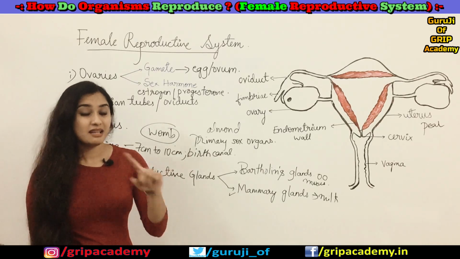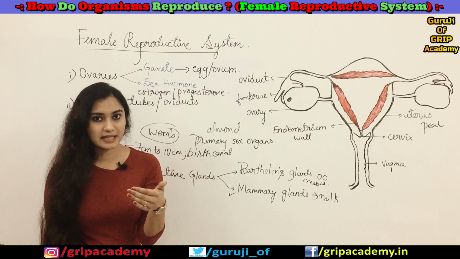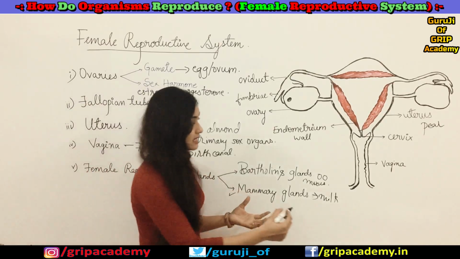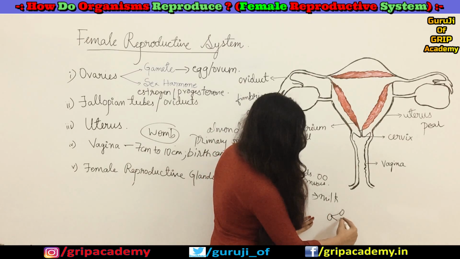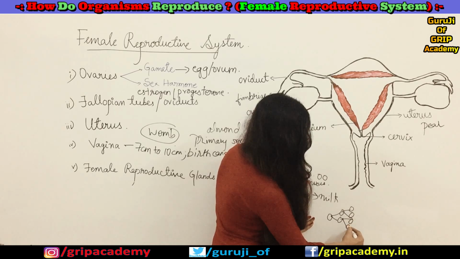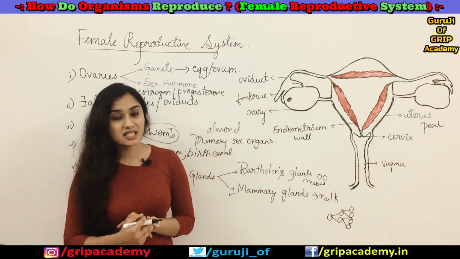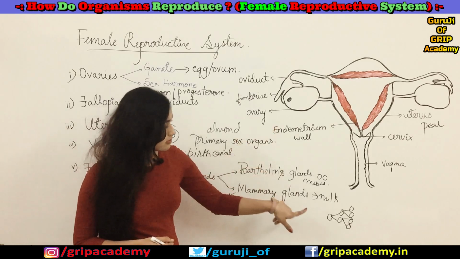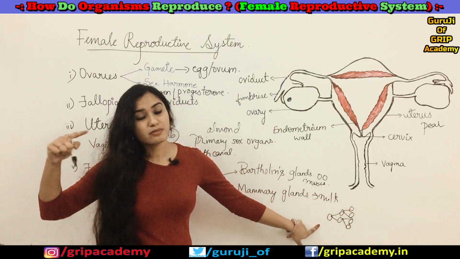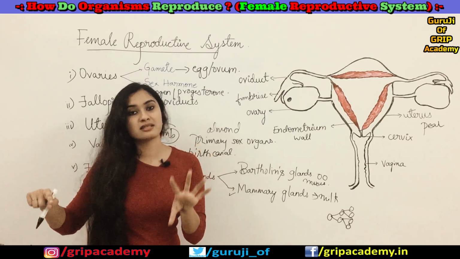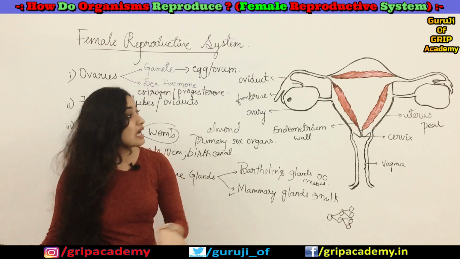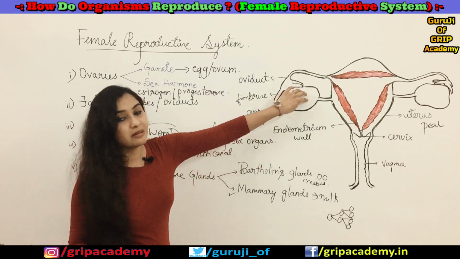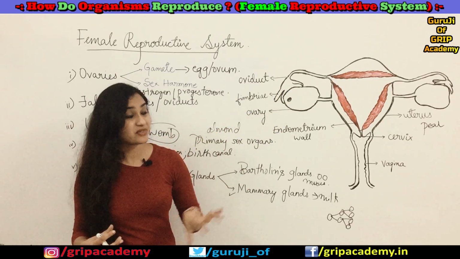Now see, in males, only after reaching puberty will a boy start producing sperms, which means the cells in the testes will undergo meiotic division, forming 4 haploid cells, which we call sperms. But in case of females, it is not like that. In males, only after reaching puberty do the cells in the testes undergo meiosis to produce sperms. But when a girl child is born, at that time itself the ovaries will be containing lakhs of immature eggs.